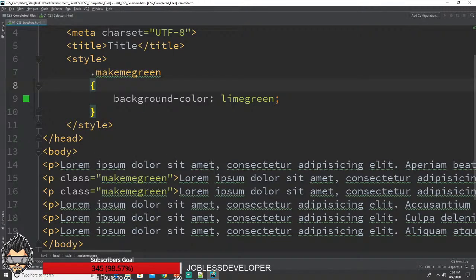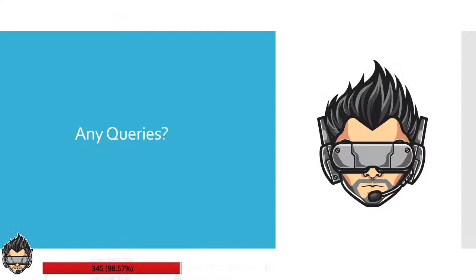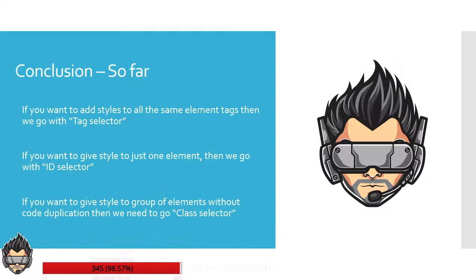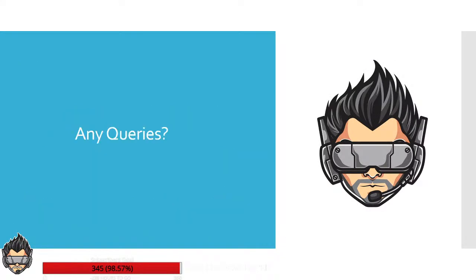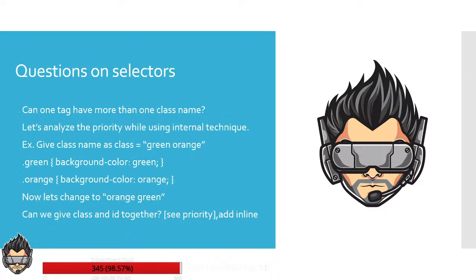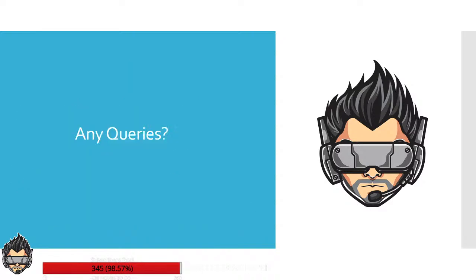Now that we know what a class is, what an ID is, what a tag selector is, we go and look at the other selectors. So these are the things that we had discussed just now. So, do you guys have any queries so far?